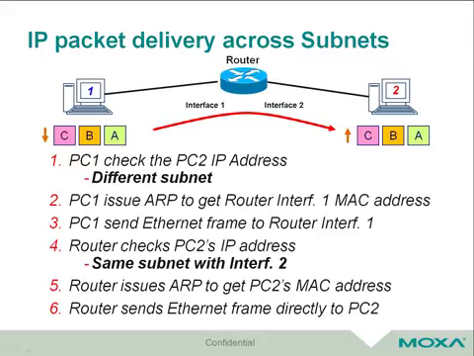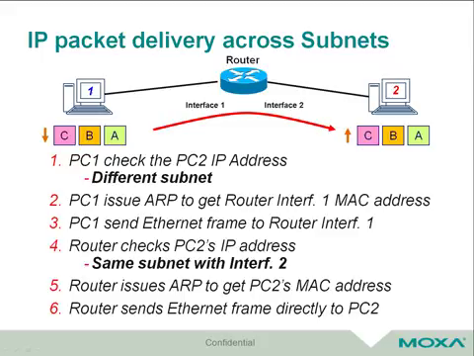After network ID comparison, PC1 understands that PC2 belongs to another subnet. If you have ever changed the network settings of your computer, you probably realized that besides an IP address and mask, every operating system has a default gateway setting. All packets with destination addresses of different subnets are forwarded to that gateway. In our case, the gateway should be the router.